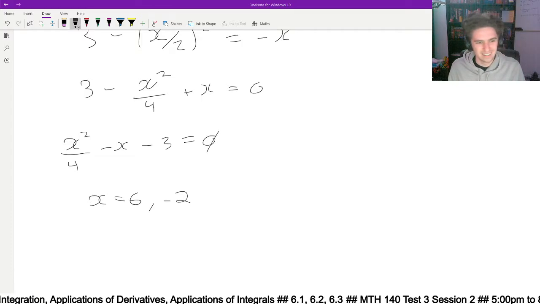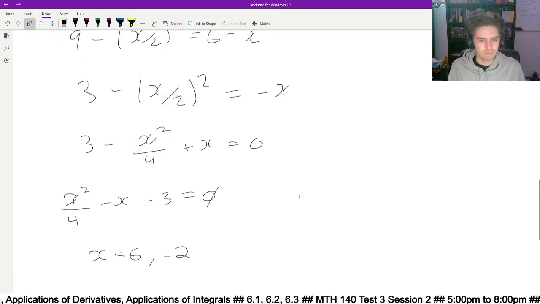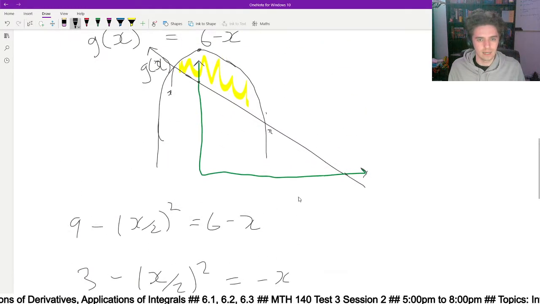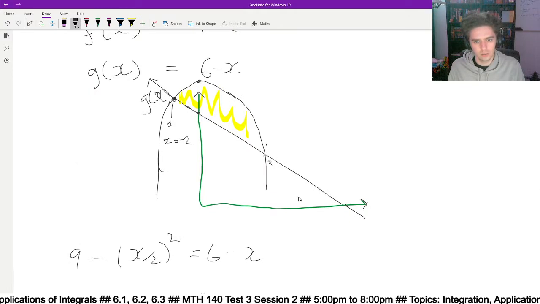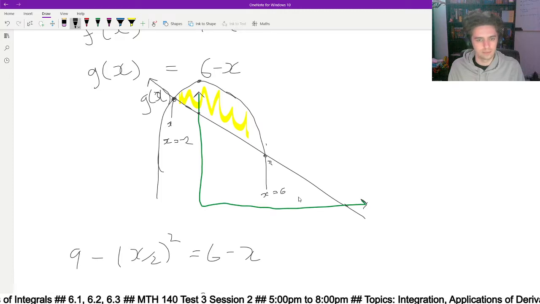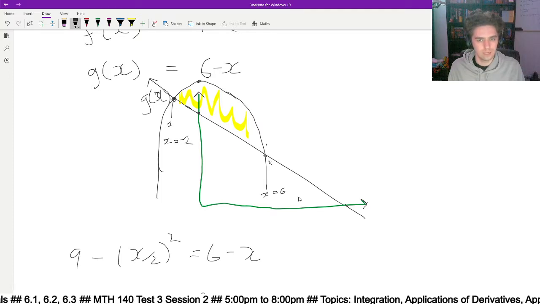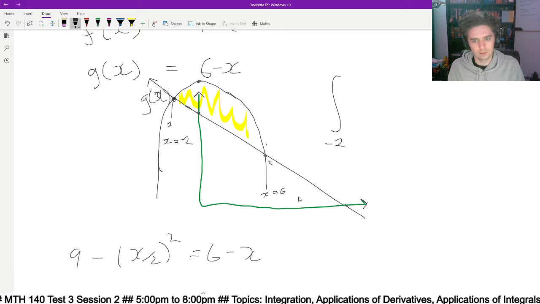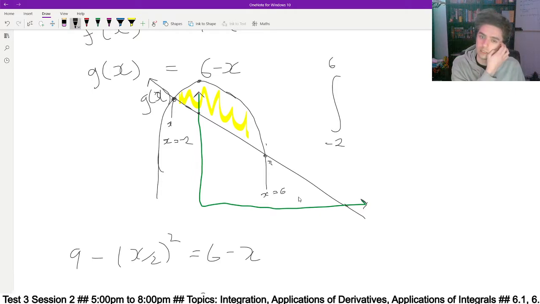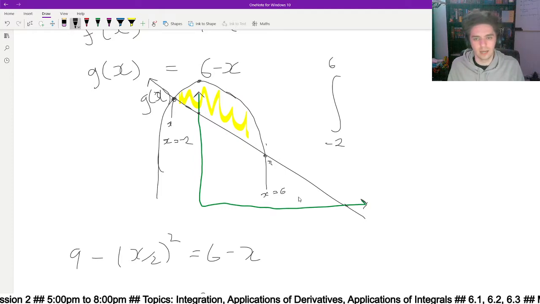Okay. Wait, so the 6 and -2 are like your points of intersection, right? Yeah, exactly. So this would be at x equals -2, and x equals 6. So we know our integral then is going to go from -2 to 6, right? That's the range that we're looking at.